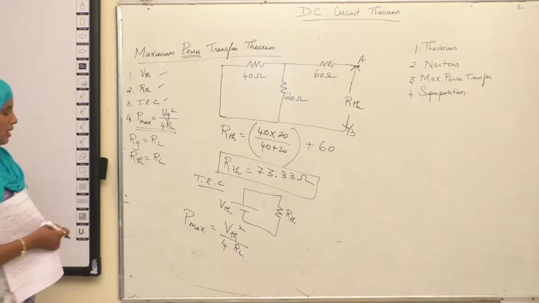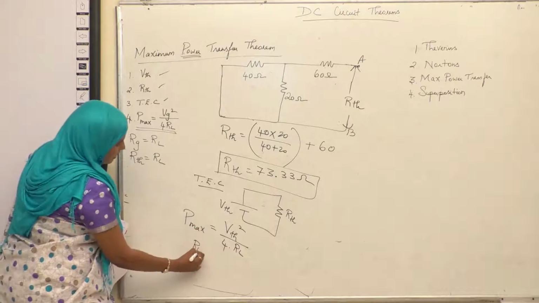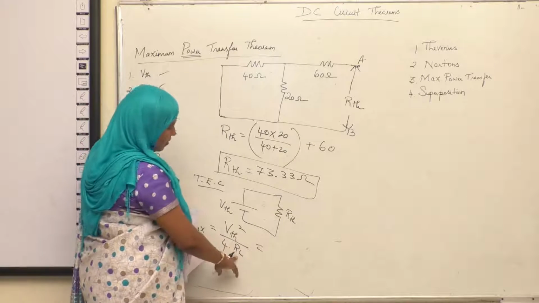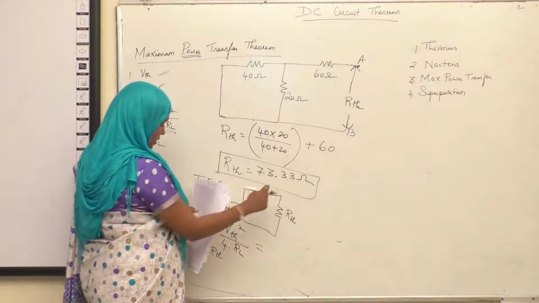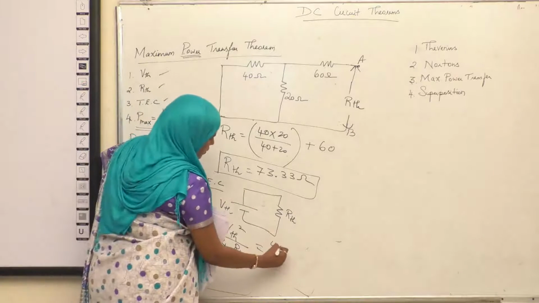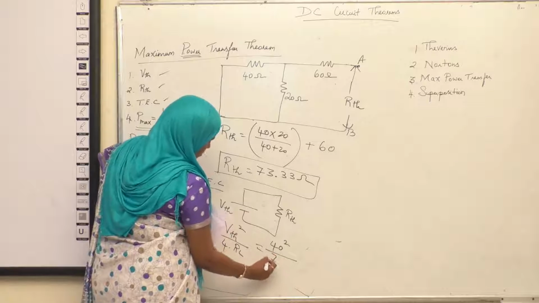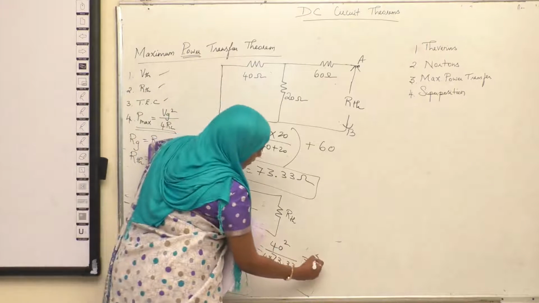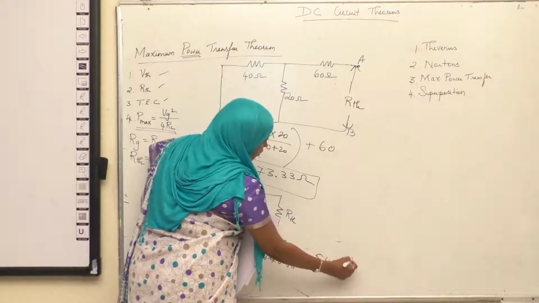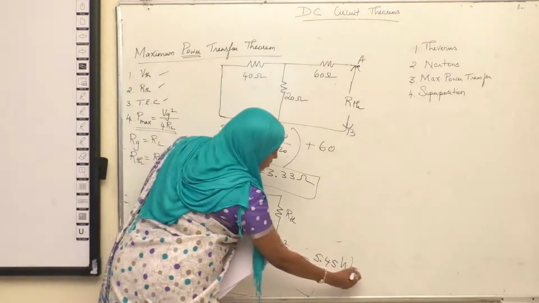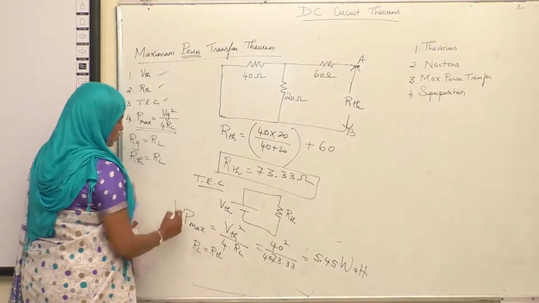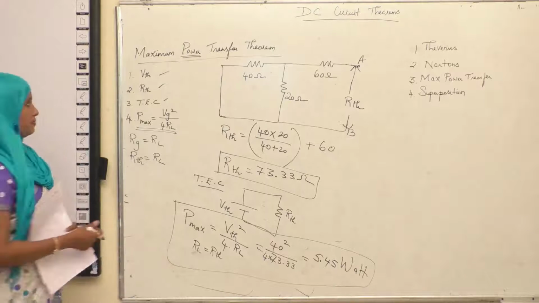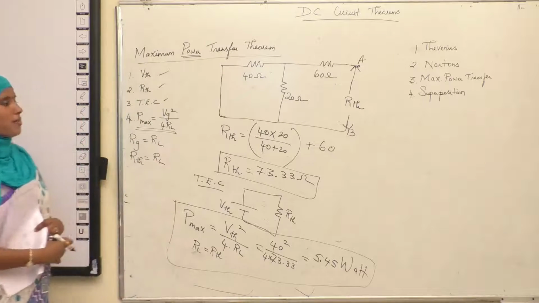But in the problem, the RL value is not given. But I told you RL is equal to RTH. So in the place of RL, you substitute 73.33. VTH, we got as 40, divided by 4 into 73.33, which gives you a value of 5.45. Since it is a power, the unit is watt. So this is your final answer. If you know Thevenin's theorem, you can easily solve for maximum power transfer also.